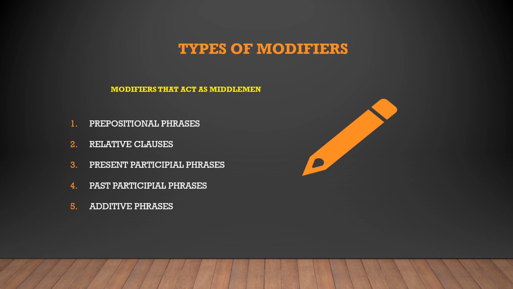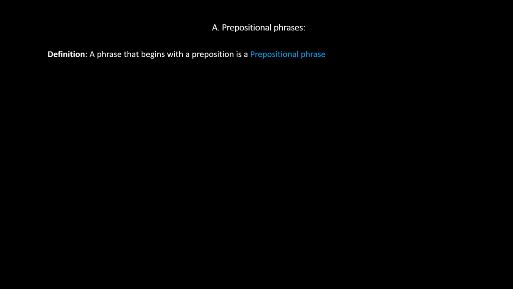Prepositional phrases. What is a prepositional phrase? A phrase that begins with a preposition is a prepositional phrase. You already know what a phrase is. A phrase is a word group without a verb. Now look at the list of prepositions.